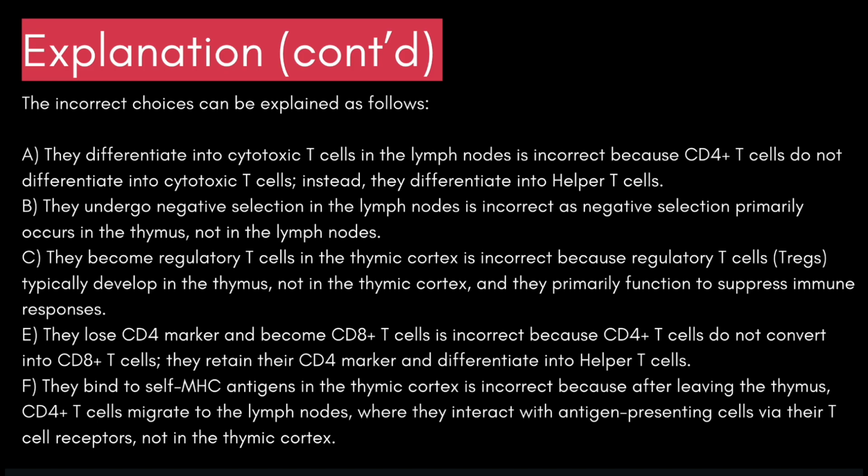E. They lose CD4 marker and become CD8 plus T cells is incorrect because CD4 plus T cells do not convert into CD8 plus T cells. They retain their CD4 marker and differentiate into helper T cells. F. They bind to self-MHC antigens in the thymic cortex is incorrect because after leaving the thymus, CD4 plus T cells migrate to the lymph nodes where they interact with antigen-presenting cells via their T cell receptors, not in the thymic cortex. Guys, that will do it all for the lecture today.